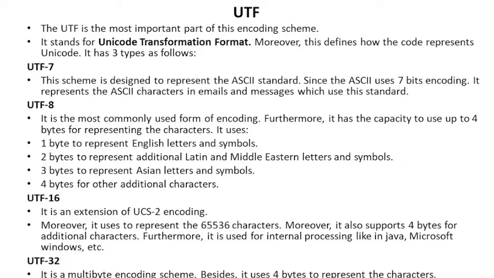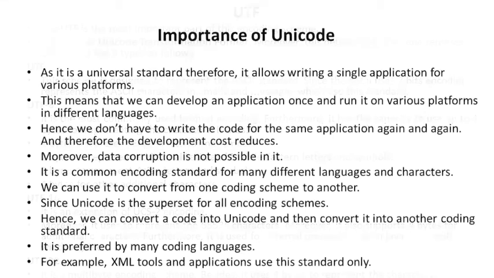UTF-16 is the extension of the UCS2 encoding. Moreover, it is used to represent 65536 characters. Moreover, it supports 4 bytes for additional characters. So, it is used for internal processing like in Java, Microsoft Windows, etc. UTF-32 is a multi-byte encoding system. Besides, it uses 4 bytes to represent the characters.